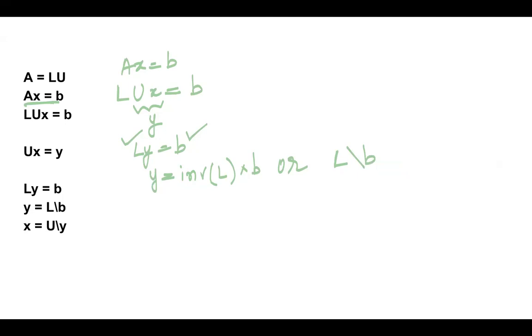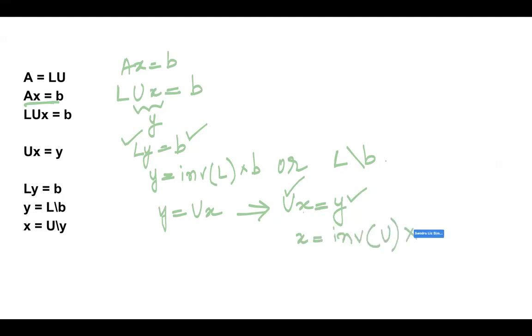Now what is y? y was Ux. That is, Ux is equal to y. You know the upper triangular matrix, and y you also found out from here. Now the only unknown is x. So x is nothing but the inverse of U multiplied by y. You will be getting your x1, x2, x3. Is this clear how we can find this x1, x2, x3 if you are given an L and U matrix?